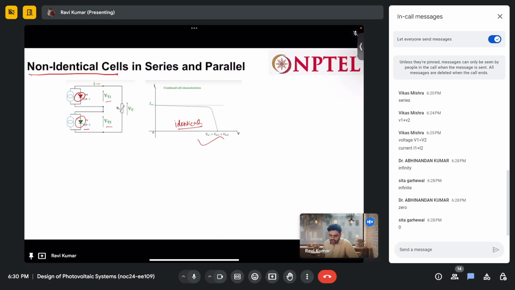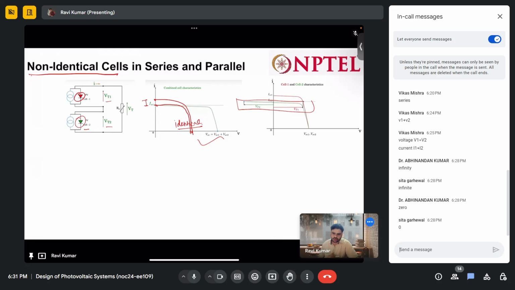But for non-identical, it is like that. One solar cell may have different current. If I draw on this curve only, let's say 1 and 2. So these are two different cells having this difference in the ISC. So this is the physical understanding. It means this is the way we trace the IV characteristics.